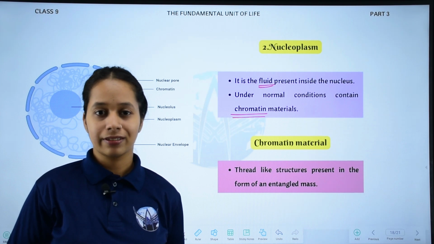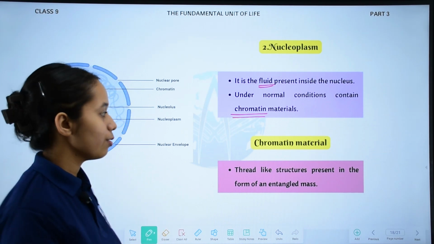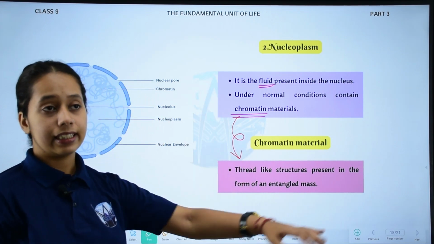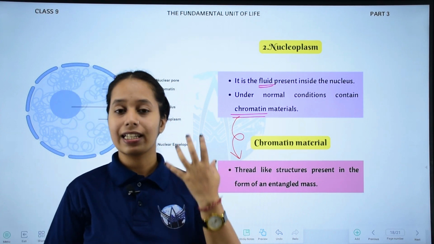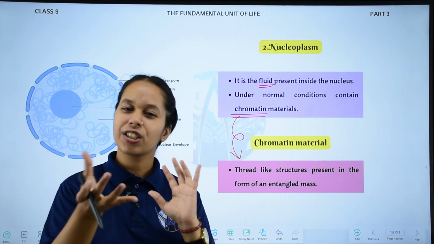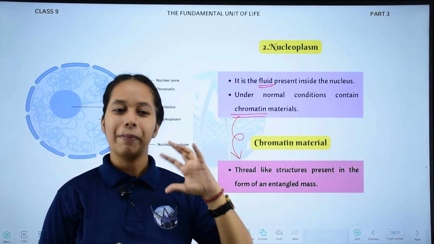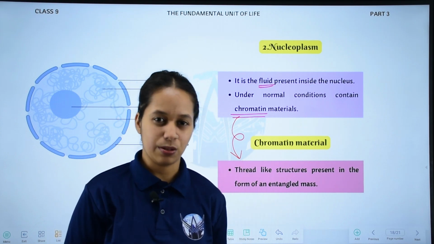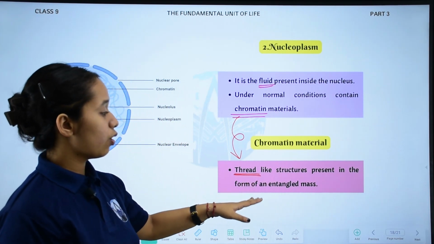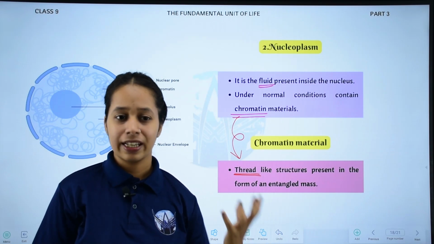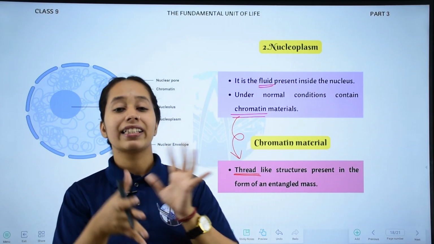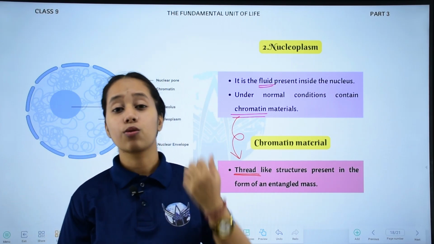What is chromatin material? Do you know what chromatin material is? Chromatin material is a thread-like structure and it is present as a mesh. It does not have a proper structure of its own. It is a thread-like structure present in the form of an entangled mass. We do not find it separately one by one. It is present in the form of an entangled mass. This is known as chromatin material.